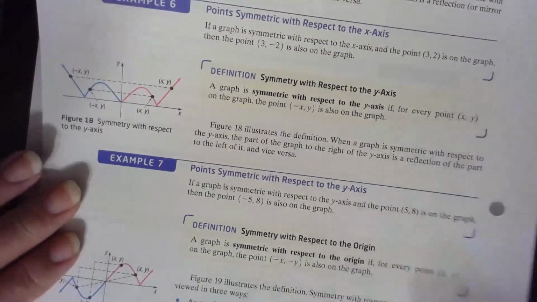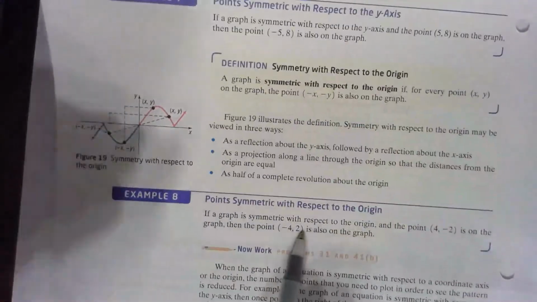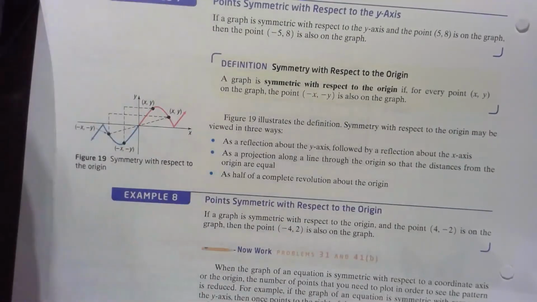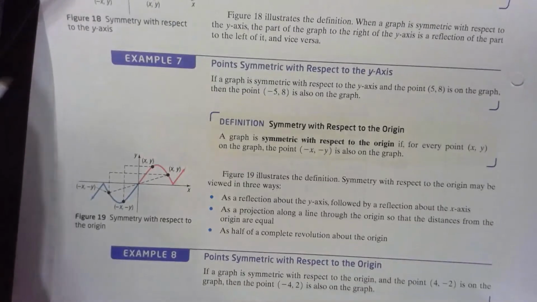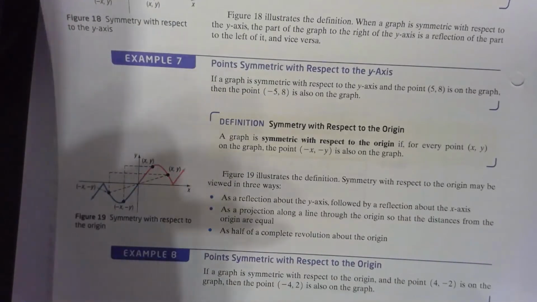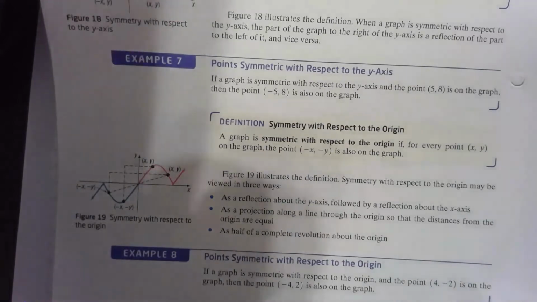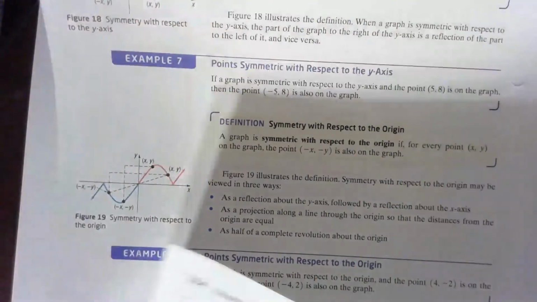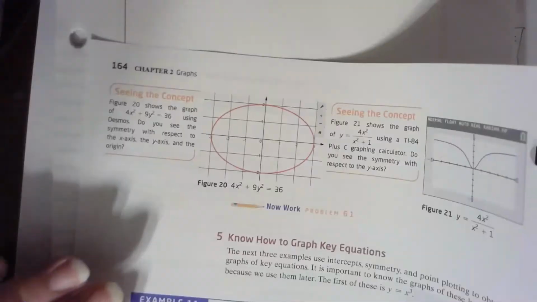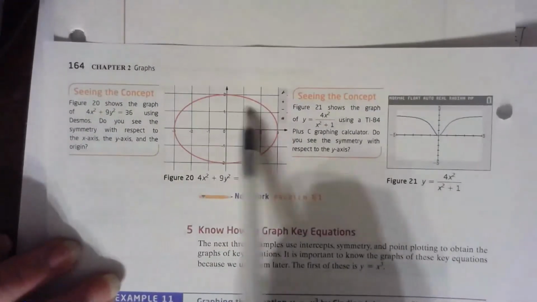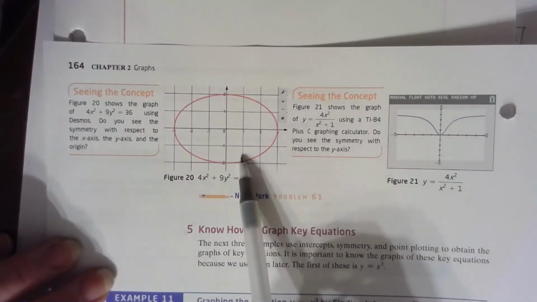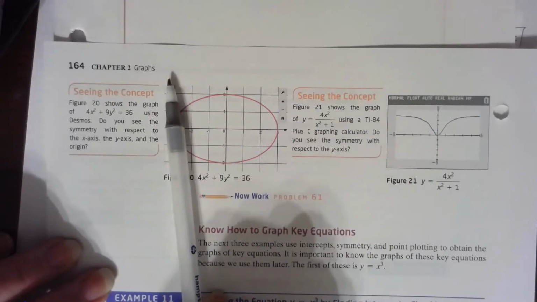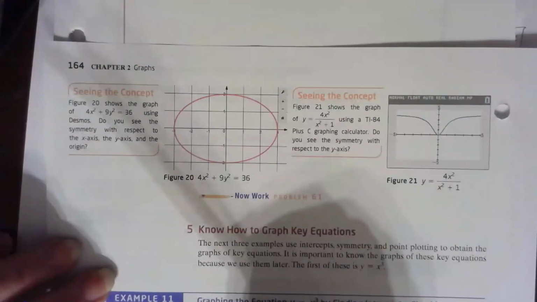Alright, and then there's one called symmetric with respect to the origin. I've lost my next page, 163. Okay, it doesn't really show you a picture of that. I'll show you one right here. It's on page 164. This is symmetric with respect to the origin. It means that if you fold it across here and fold it across here, that it matches itself.